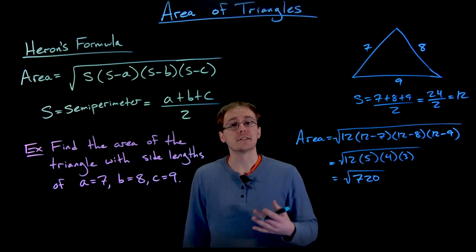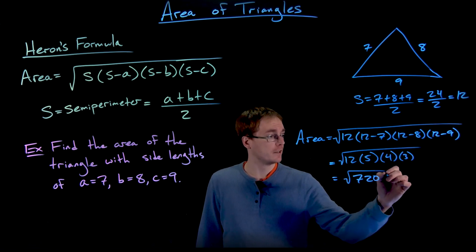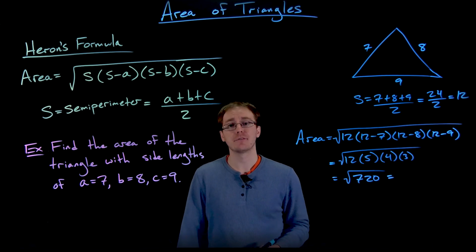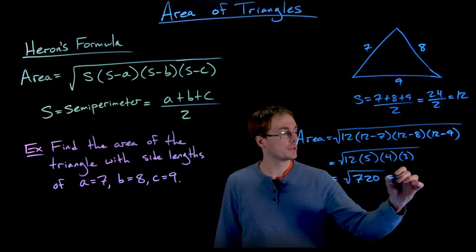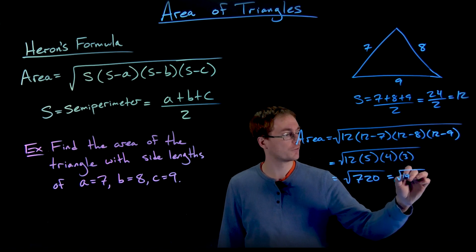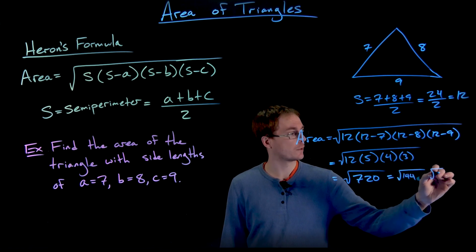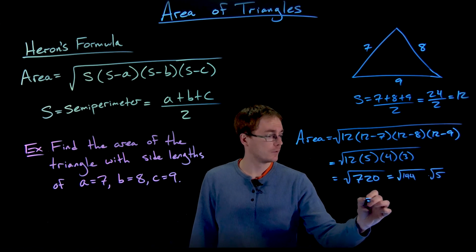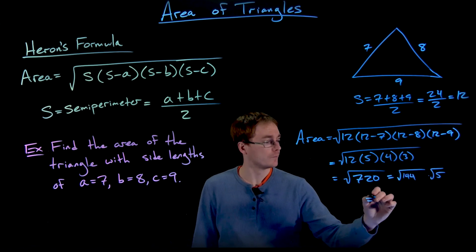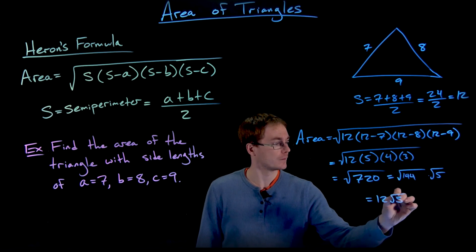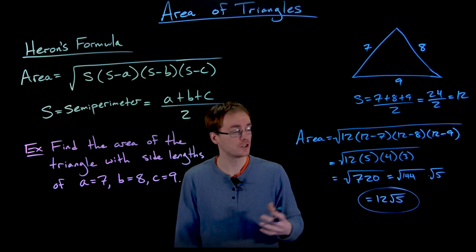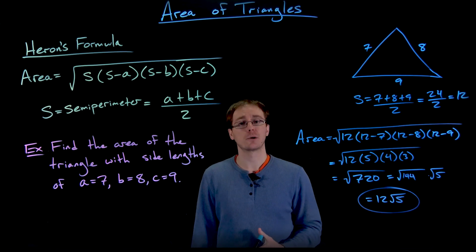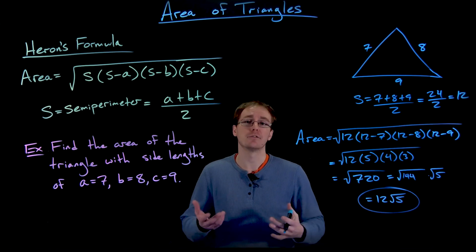So our exact area is the square root of 720, and it's always a little bit difficult to simplify these radical expressions, but we can simplify this square root. It can be rewritten as the square root of 144 times the square root of 5, and 144 is a perfect square, which simplifies to 12. So our exact value simplified for the area of this non-right triangle is 12 times the square root of 5, units squared, whatever those units may be.